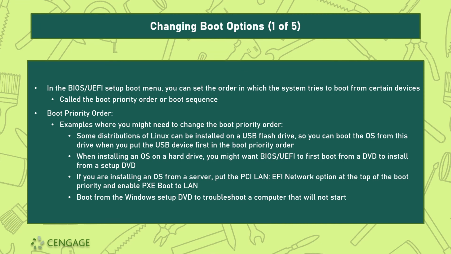In the boot menu, we can set the order in which the system tries to get started from certain devices. This is also called the boot priority order or boot sequence. The boot order may need to be changed if we want to boot from an external flash drive in order to perform an upgrade, or if we want to copy things over between two computers and we don't want to use the Windows system. We want to be able to use something like RoboCopy built into Linux or something similar.